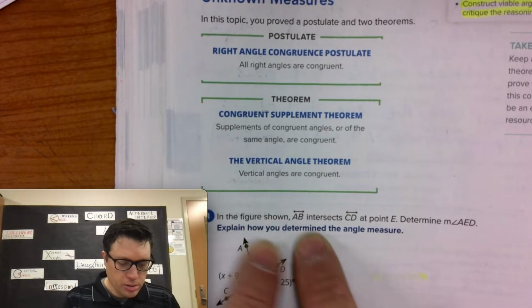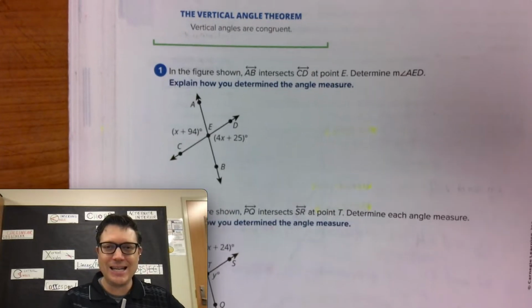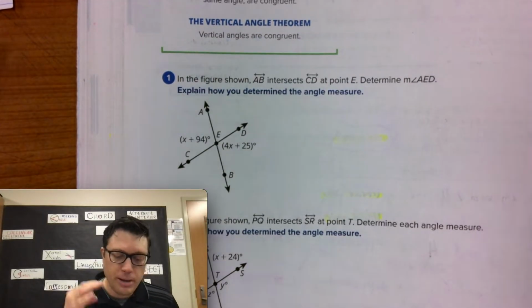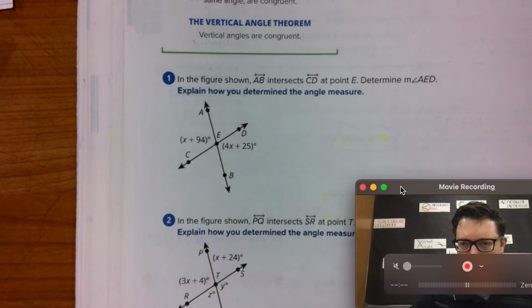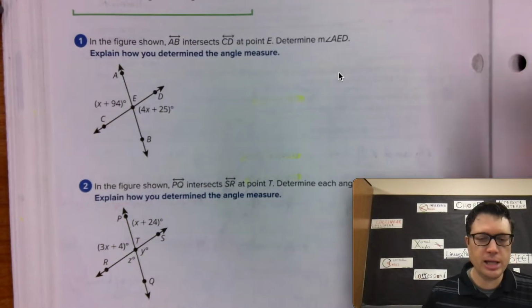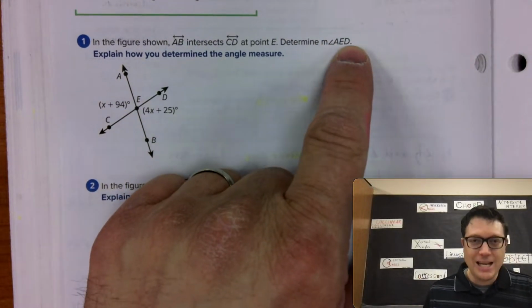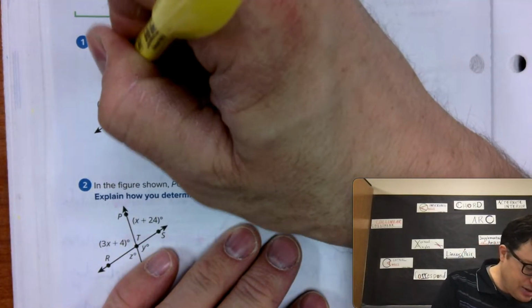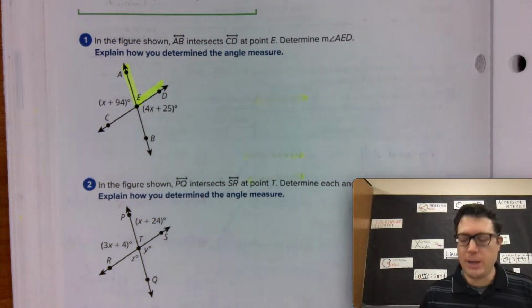Okay, number one. In the figure shown, line AB intersects line CD at point E, and we're going to determine the measure of angle AED. And I think if I put my face over here, and then slide the book more that way. Yeah, perfect. Okay, let's go. So, got to find it, right? We got to find AED in the problem. AED is this angle right there. We have to know what its measurement is.